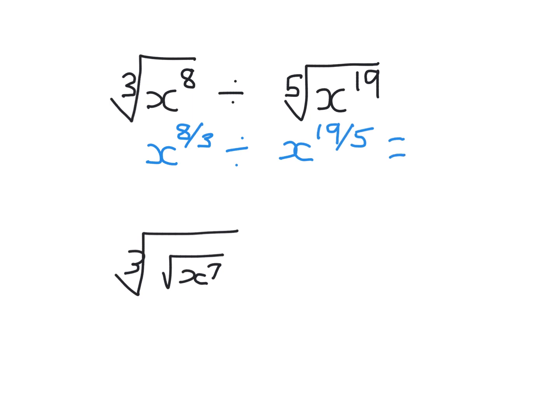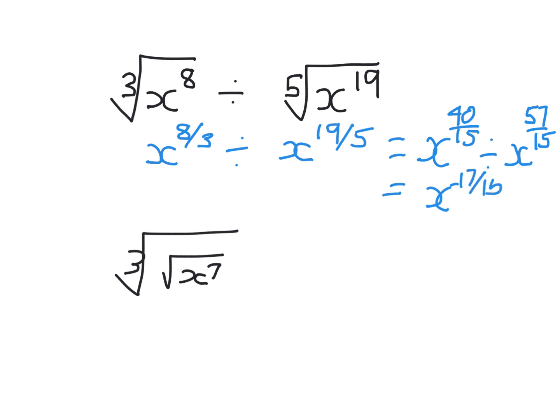So just if you've forgotten, when you divide bases, you keep the same base and subtract the powers. So to subtract these fractions, they need to have the same denominator. So I'm going to times top and bottom here by 5, because 8 over 3 is the same as 40 over 15. And then 19 over 5, I'm going to times top and bottom by 3. So I get 57 over 15. So I end up with 40 over 15 minus 57 over 15. I end up with this.